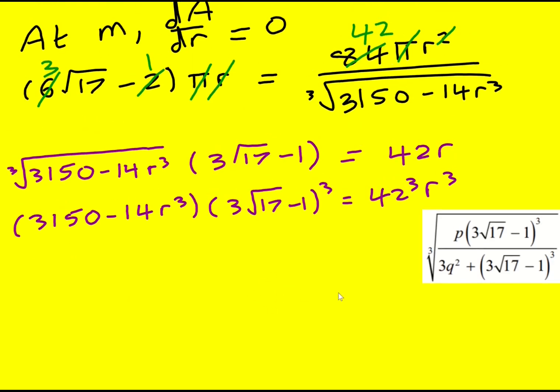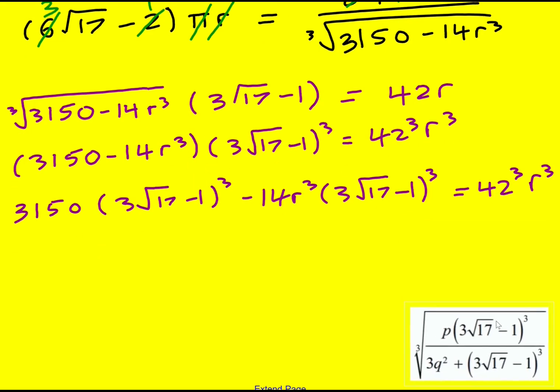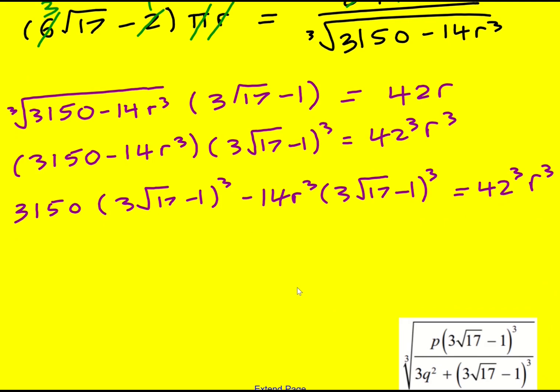And then need to expand this because I'm trying to solve for r. So 3150 times this, and then minus 14 r cubed times the same thing. That means that I can actually add them onto both sides, so that will equal this plus this, and I can now factorize out r cubed.